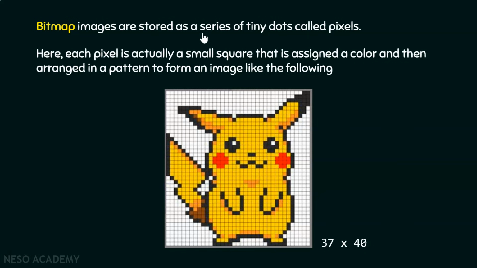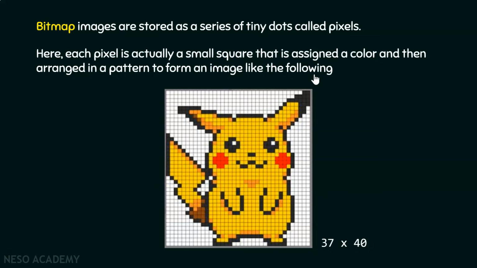Bitmap images are stored as a series of tiny dots called pixels, right? So here you can see in this image that these tiny dots or squares are called pixels. Here each pixel is actually a small square that is assigned a color and then arranged in a pattern to form an image like the following.